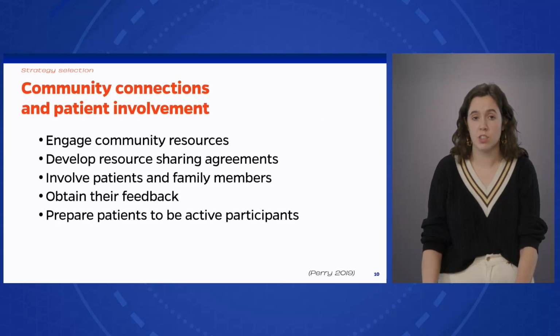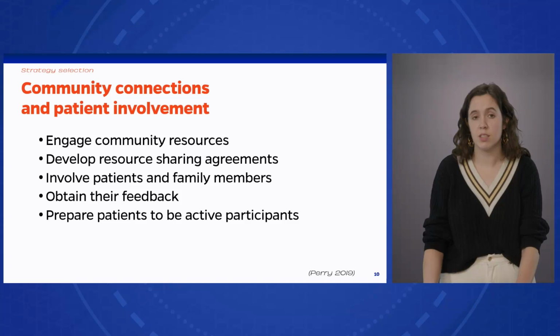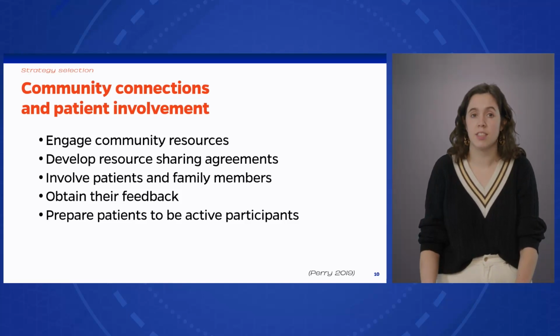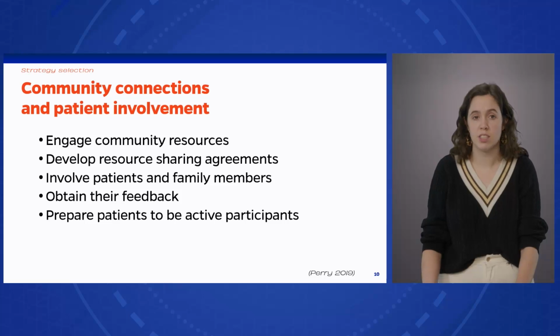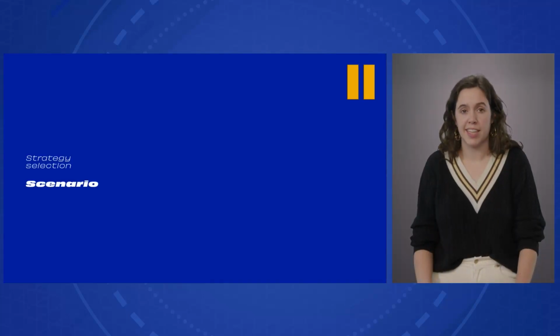In Perry's research, the different teams tried a number of different strategies in order to access new resources and tailor interventions to improve patient adherence. These included engaging community resources, developing resource sharing agreements with local organizations, involving patients and their family members on the research teams, obtaining and using feedback from patients and their families, and preparing patients to be active participants in the intervention. Now let's take a look at some of the strategies used in the actual study. We'll go over the scenario together, and then you'll pause and take a second to consider what strategies you might have used.